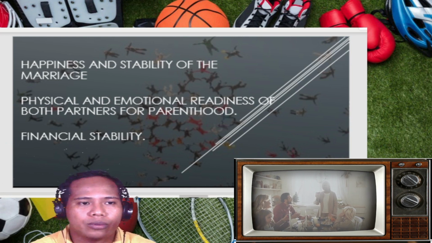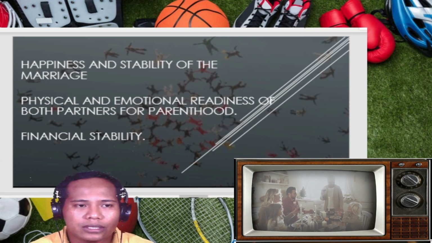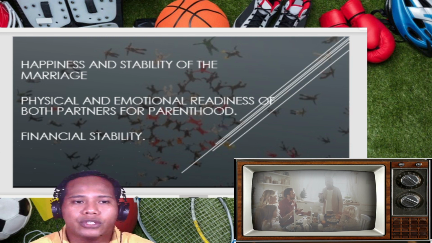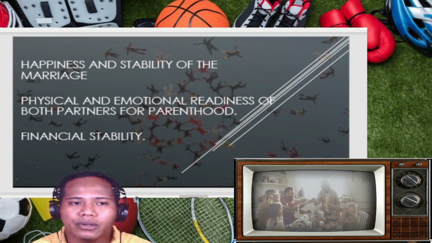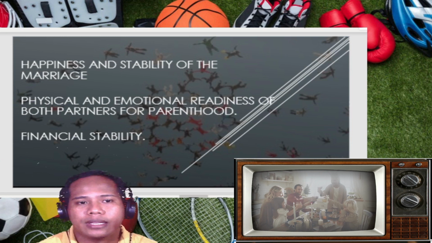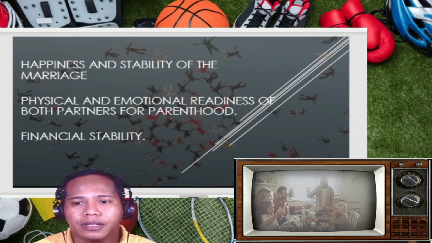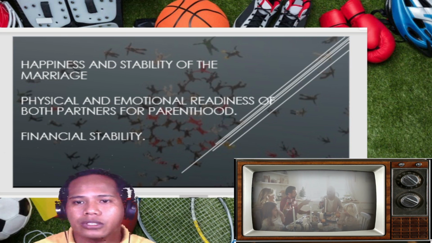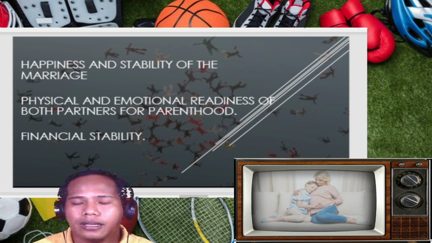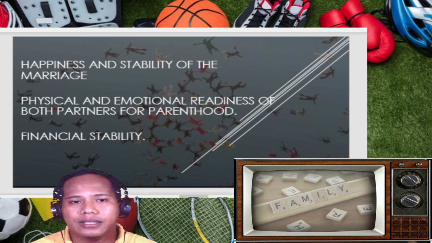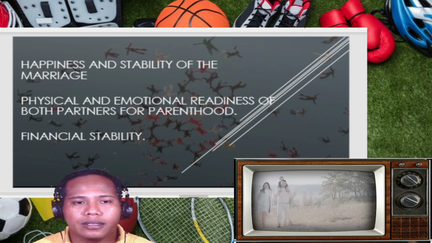So there are several points when thinking of parenthood. Number one, happiness and stability of the marriage. The relationship of the couple should be satisfactory because a child's arrival may only become another source of marital stress and misery. So yes, you may have your child, but another responsibility is going to arise, and you must be happy in that status. You must be stable in that status in life.